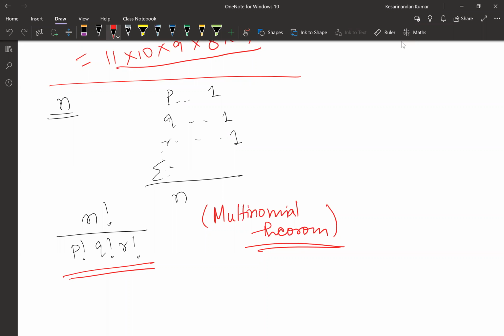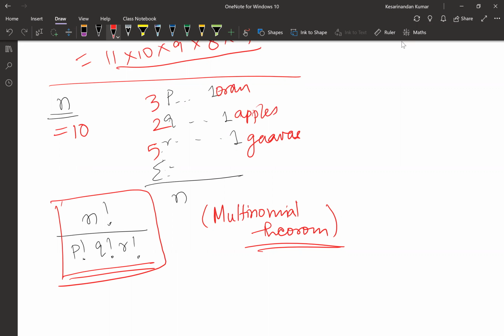Casey, can you repeat what P, Q, and R are? Yeah, I've given an example too. Let's say there are 10 fruits. Out of 10 fruits, 3 are oranges, 2 are apples, and there are 5 guavas. And I've been asked, in how many arrangements can I arrange all these 10 fruits? So this is the total number of ways in which I can arrange all the fruits.